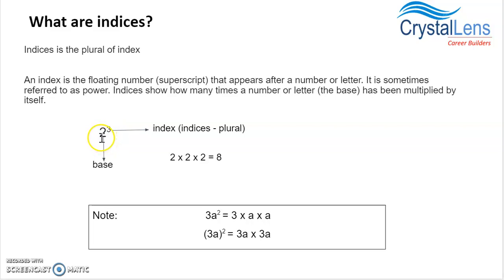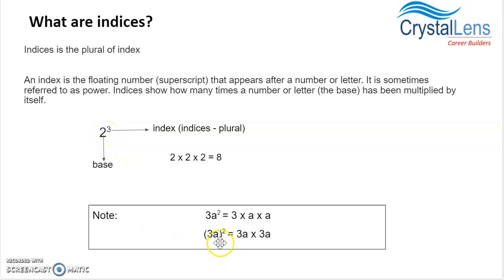So the number 2 raised to power 3. 2 here is the base number. And then this little 3 at the top right-hand side beside the number 2 is what we call the index. This tells you that the number 2 has been multiplied by itself 3 times. So this little number 3 tells you how many times the base number has been multiplied by itself.